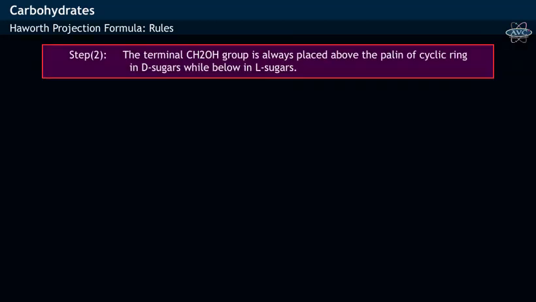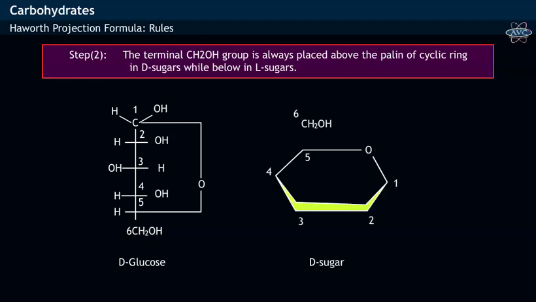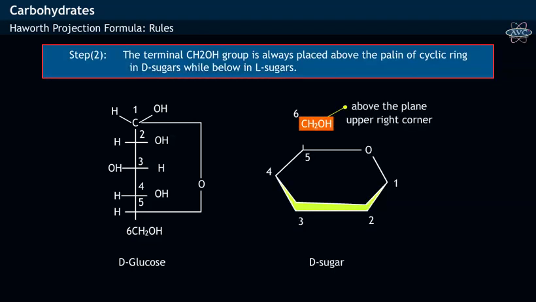Step 2. The 6th carbon in D-glucose is CH2OH, a primary alcohol group. The CH2OH group is always placed above the plane of the cyclic pyranose ring, that is, in the upward position, and it is attached to the 5th carbon.